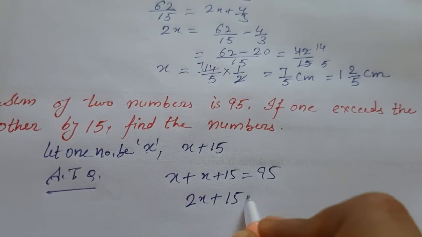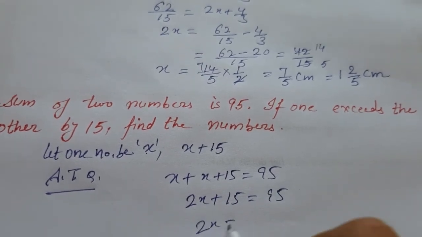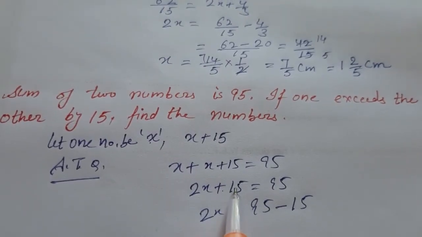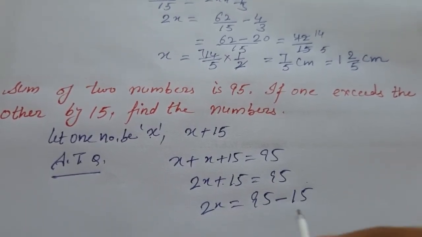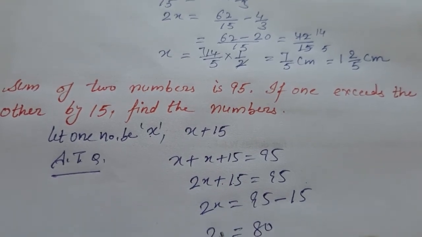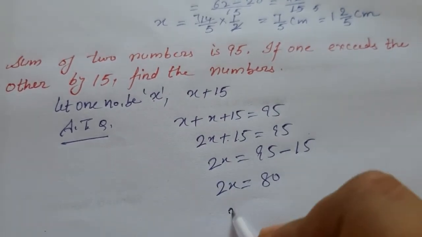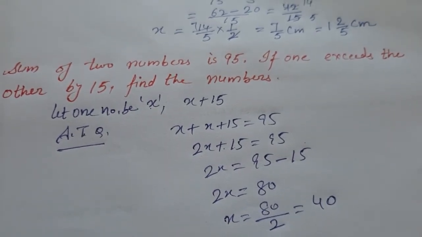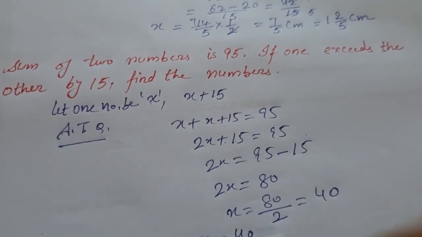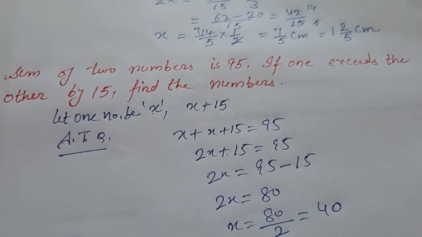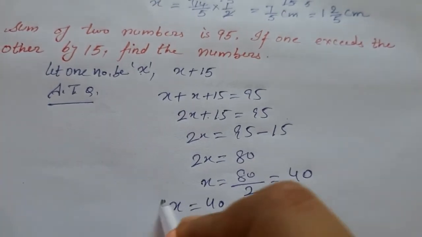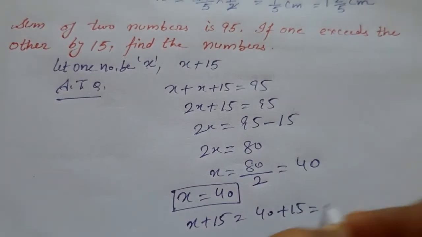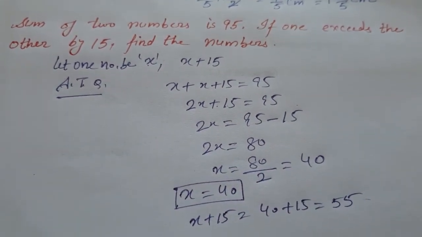So it comes out to be 2x plus 15 is equal to 95. So 2x is equal to 95 minus 15. We will just transpose plus 15 to the right side. It comes out to be negative. So 2x will be 80, and afterwards you will divide the right side by 2. So it comes out to be 40. So the first number will be 40 and the other will be x plus 15, that is 40 plus 15, that is 55.